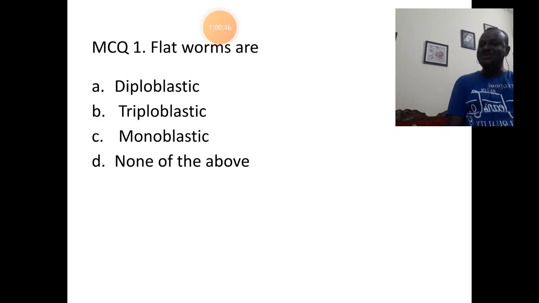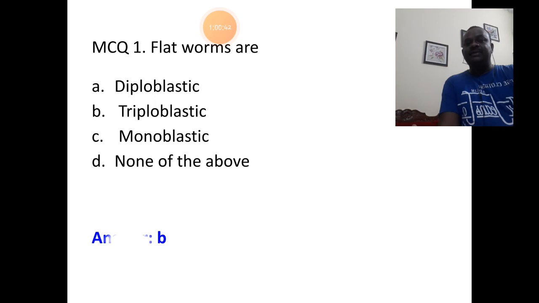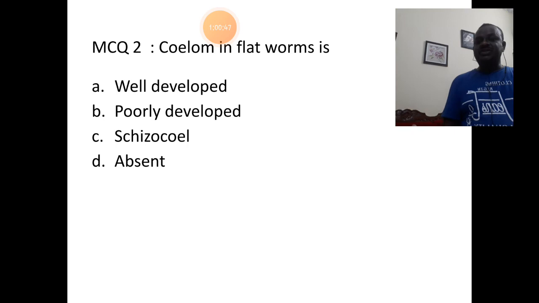Question 1. Flatworms are, how is their body? Diploblastic, triploblastic, monoblastic, or none of it. So you know they are all triploblastic because their body is made up of three germ layers. So the answer is B. Second question. Coelom in flatworms is very well developed, poorly developed, schizocoelous, or absent? It is absent. Answer is D.